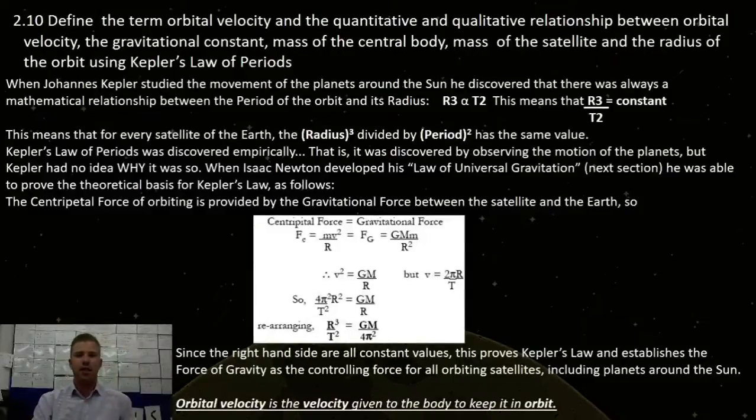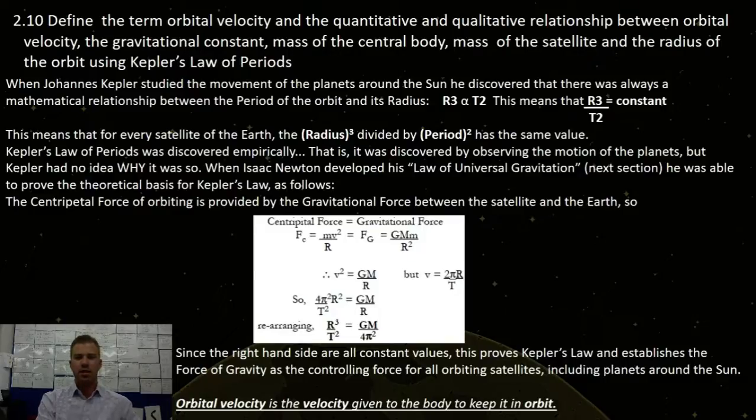210. Define the term orbital velocity and the quantitative and qualitative relationship between orbital velocity in terms of the gravitational constant, mass of the central body, mass of the satellite, and the radius of the orbit using Kepler's Law of Periods. So when Johannes Kepler studied the movement of planets around the Sun, he discovered that there was always a mathematical relationship between the period of the orbit and its radius.